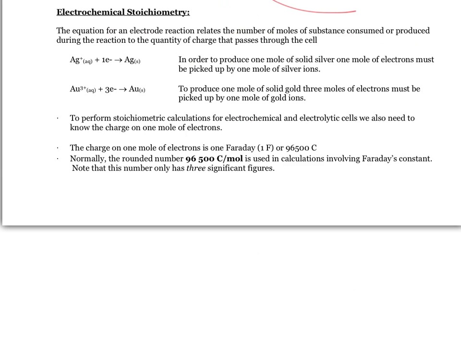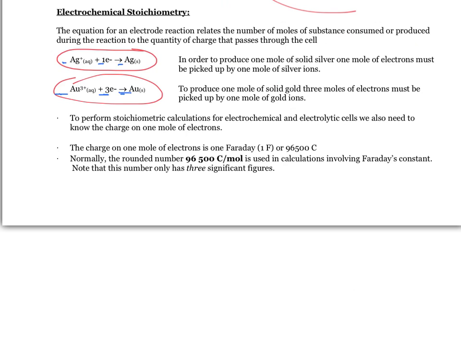The equation for an electrode reaction relates the number of moles of substance consumed or produced during the reaction to the quantity of charge that passes through the cell. For example, if we were to look at this half reaction, we can see that in order to produce 1 mole of solid silver, we need to have at least 1 mole of electrons with 1 mole of silver ions. Likewise, if we were to look at the half reaction for gold, in order to produce 1 mole of solid gold, we would need 1 mole of gold ions and 3 moles of electrons.